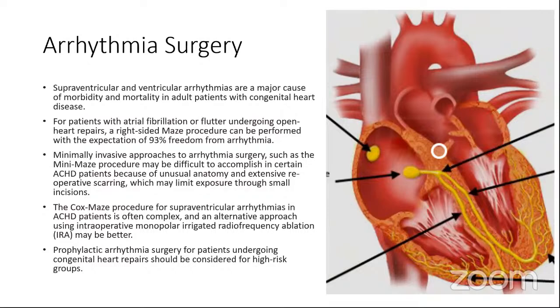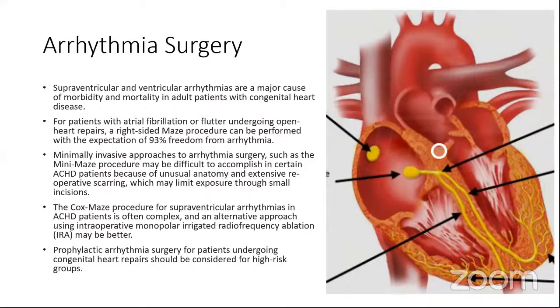Supraventricular and ventricular arrhythmias are a major cause of morbidity and mortality in adult patients with congenital heart disease. So for these patients with atrial fibrillation or flutter undergoing open heart repairs, a right-sided maze procedure can be performed with the expectation of 93% freedom from arrhythmia. Minimally invasive approaches to arrhythmia surgery, such as the mini-maze procedure, may be difficult to accomplish in certain adult congenital heart disease patients because of the unusual anatomy and extensive reoperative scarring and adhesions. This may limit the exposure through the small incisions and the camera for the minimally invasive surgery.